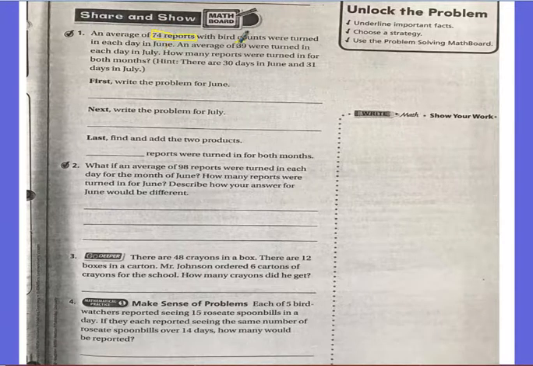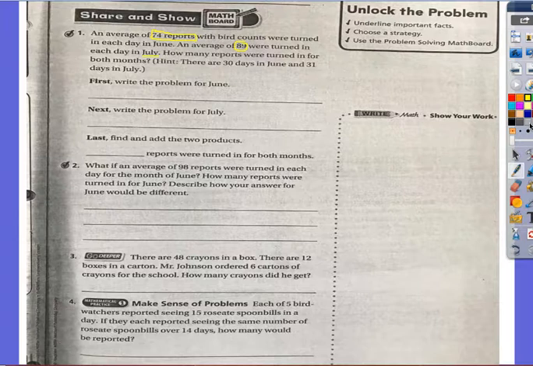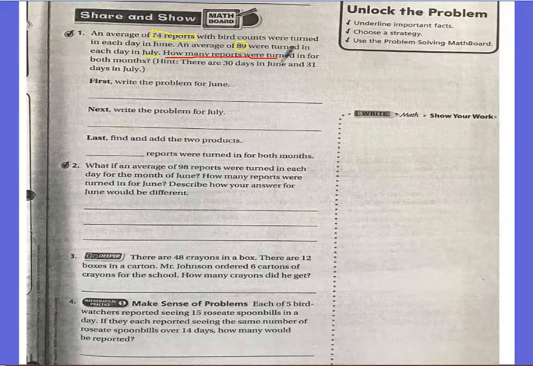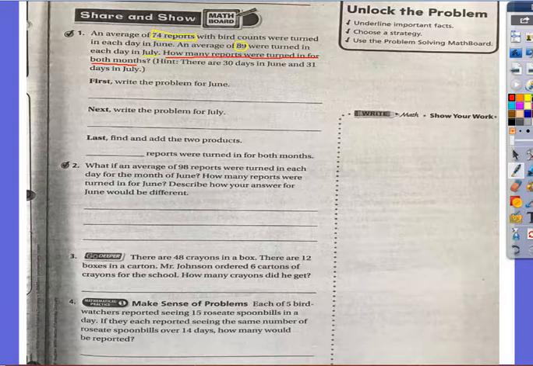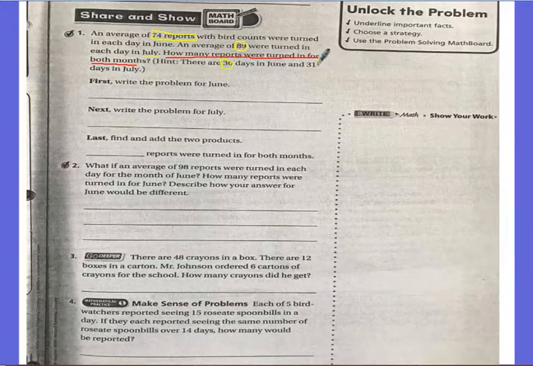Okay, an average was 89 reports turned in for July. But they're asking us, I want to change the color, there we go. How many reports were turned in for both months? And then I'm going to switch back to yellow because I also think I need to know that there's 30 days in June and 31 days in July.